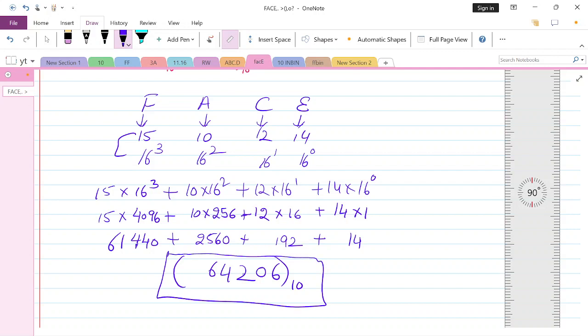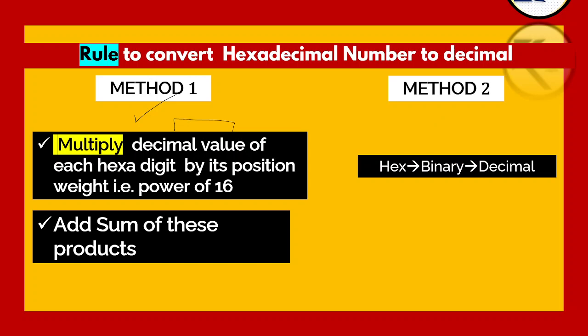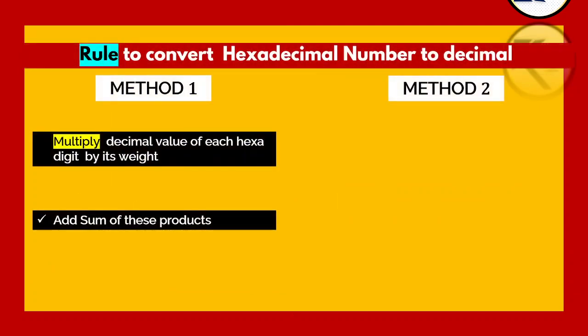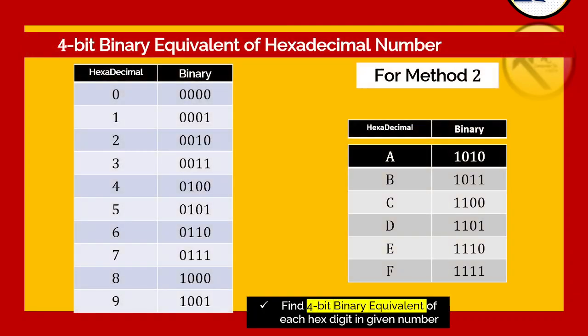Now let's quickly go through method 2. Method 2 said that you have to first find the binary equivalent. So for the binary equivalent, I must first know the hexa equivalent. So this is a hexa number and this is a binary number. Every hexa digit is formed by a 4-bit binary equivalent; the 4-bit binary equivalent will give you that hexadecimal code.